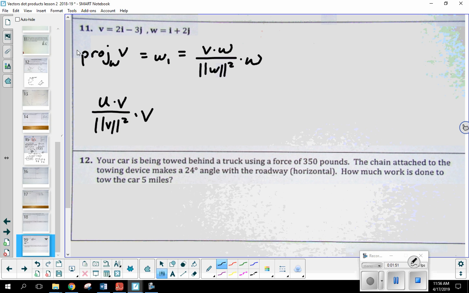Remember, just like finding the angle between two vectors, or a unit vector, they're just formulas.